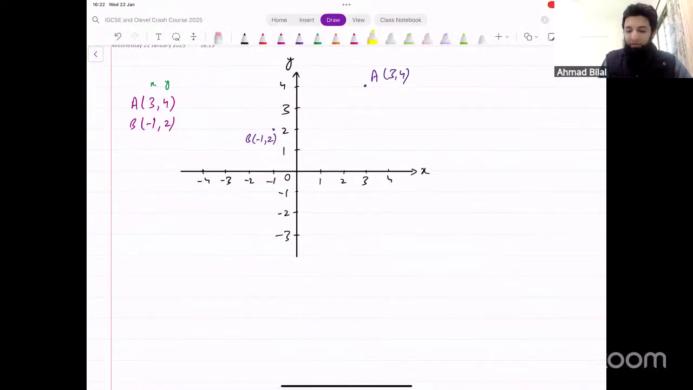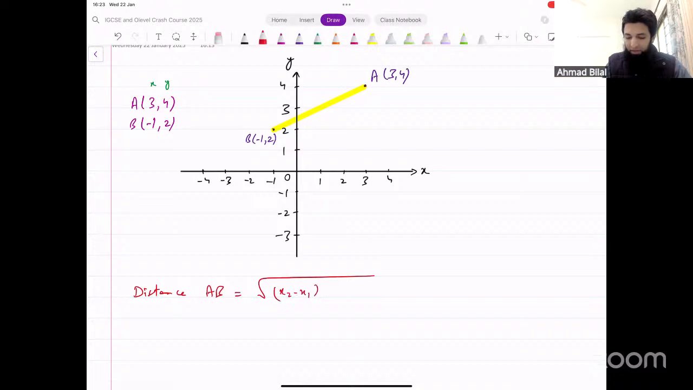So let's say we're interested in finding the distance between these 2 points, A and B. So this distance, okay? Now, how do you find this distance? We have a formula for that, and that's called the distance formula. And it looks like this. Distance between 2 points, A and B, is given by x2 minus x1 whole squared plus y2 minus y1 whole squared, and then square root of that whole thing. Now, how are you going to use this formula?